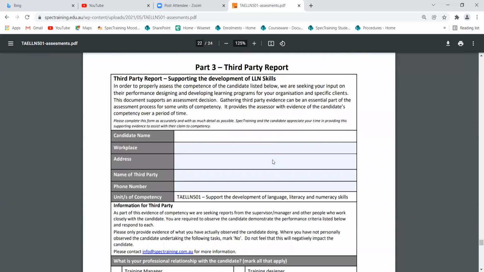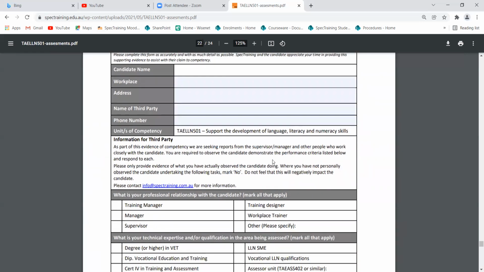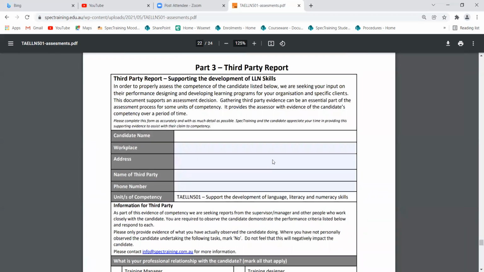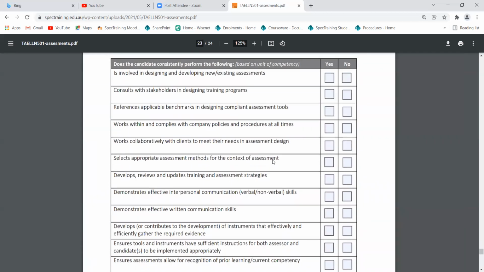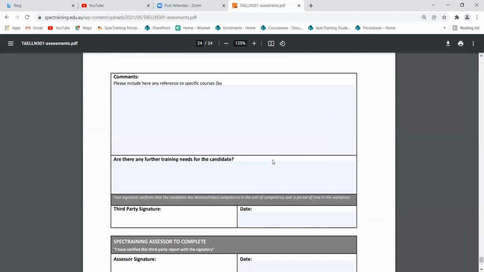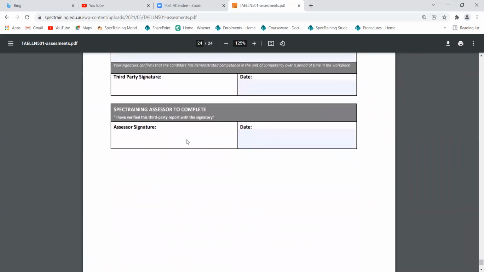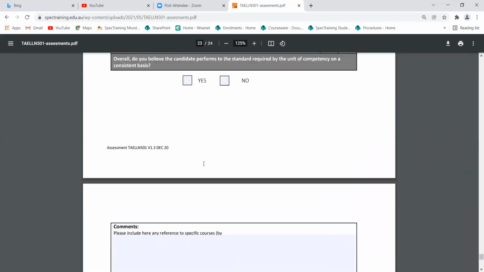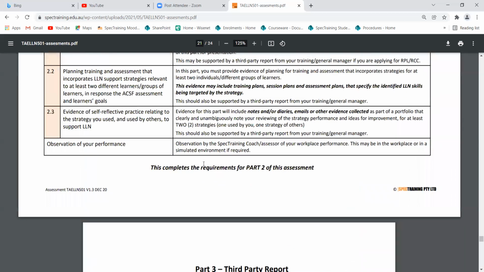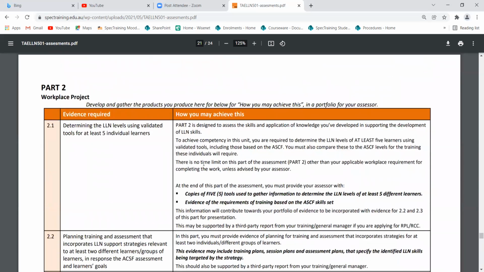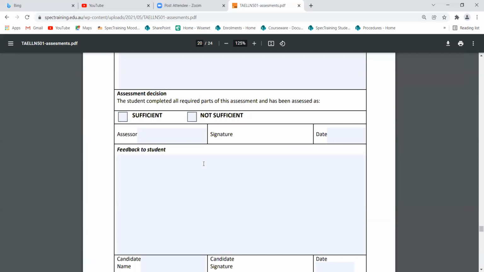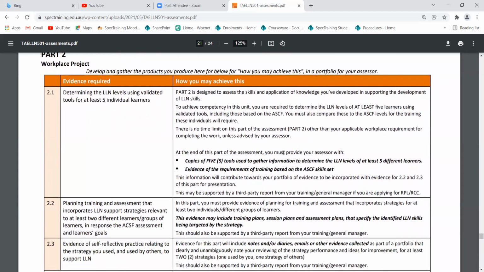Okay. So part 3, we've got the third-party report. That's going to be filled out by your supervisor. Okay. And they're going to sign it, and we fill out the last part there. Okay, but that essentially is the end of the unit. So we got the short answer questions at the beginning, and then we've got the evidence that you are going to compile. So hopefully that makes sense for you.